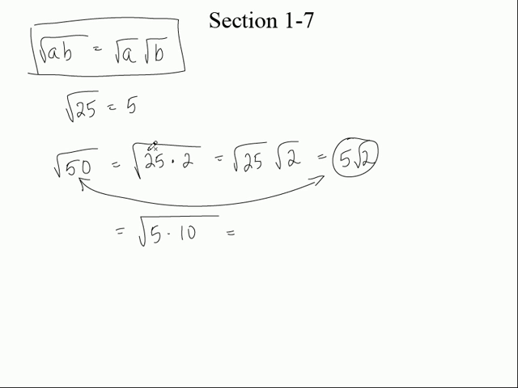But I want to show you, I like this way better, but you can still do it this way. You can go 5 times 10. Now, can I take the square root of 5 and come out to a nice whole number? Can I take the square root of 10 and come out to a nice whole number? No, I can't. But I could do this.